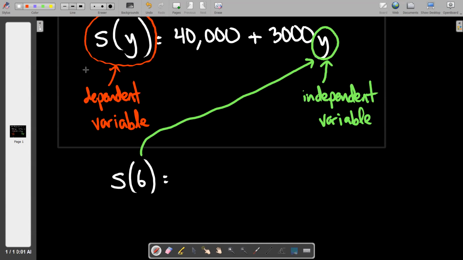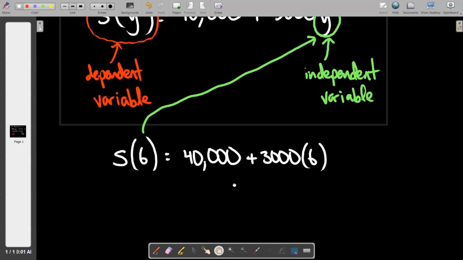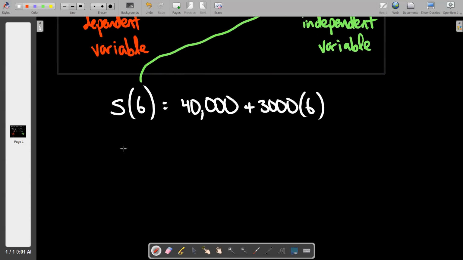I'll show work this time, but you probably don't need to see a whole lot of it. It would be 40,000 plus 3,000 times 6, right? Same as yesterday. Evaluating a function doesn't change just because yesterday's over. The math is the same. So now what is 3,000 times 6? And then add that to your base salary. What do you get? Very good. So we can say that S of 6 equals 58,000.